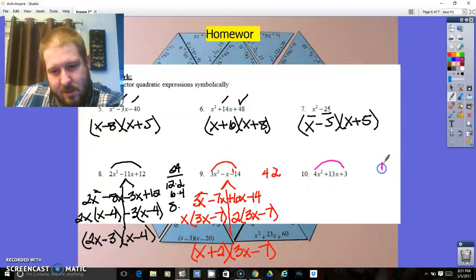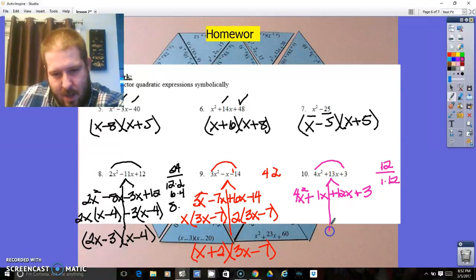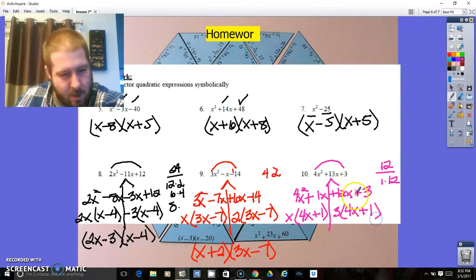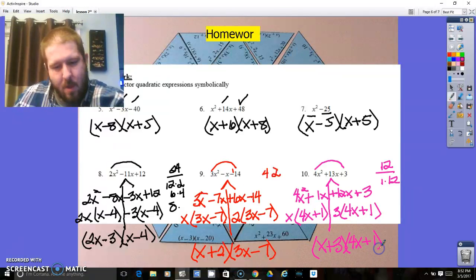4 times 3 is 12. All the factors of 12. So you got 1 times 12, and that is a split, so I'll stop going anymore. It's 1x plus 12x. That adds up to 13. Bring down everything else. Split it in half. Both can be divided by x. Leaves you with 4x plus 1. Both can be divided by 3, which leaves you with 4x plus 1. And then there is the answer. The answer is x plus 3, put the two outsides together, times 4x plus 1. All right, great.